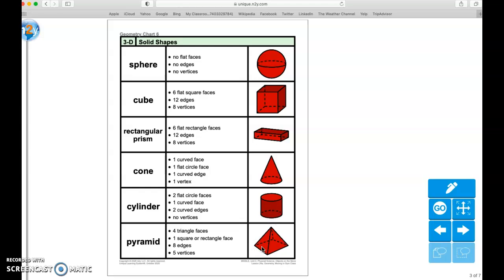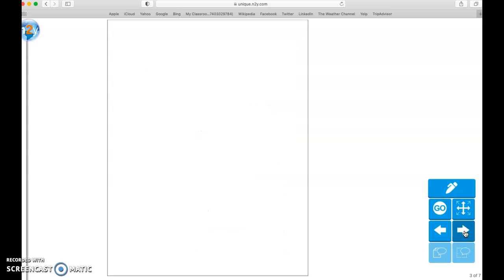A pyramid has 4 triangular faces, so on the top, all 4 of these, like a pyramid, and 1 square or rectangular face. So at the bottom, it can either be a square or a rectangle. It has 8 edges. Each of these is the edge, and 5 vertices. So there are 5 at the bottom. 1, 2, 3, 4, and 1 right here. All right, let's use that information and see what we can do.